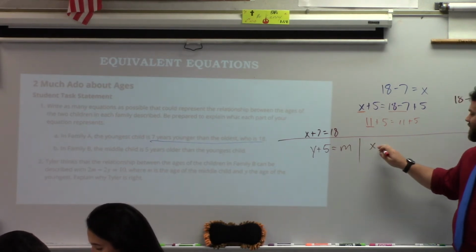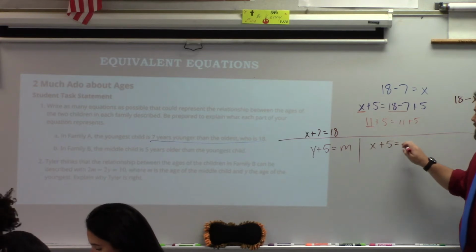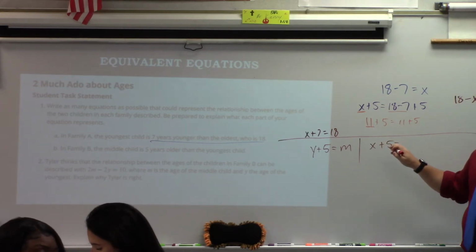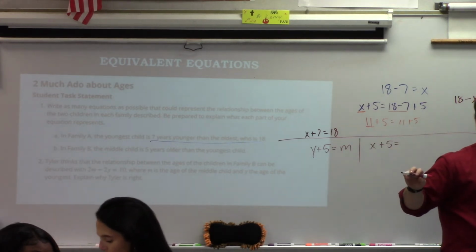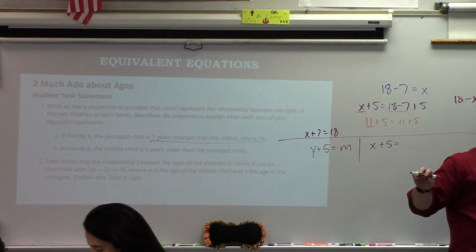X plus 5 equals 2. What? Oh, Bree, that's plus 5. Oh, no, 11. No. Am I on the right one? No, it's M plus 5. You're on the wrong one. It's okay. It's on B.